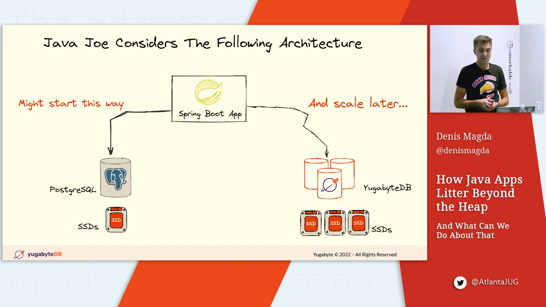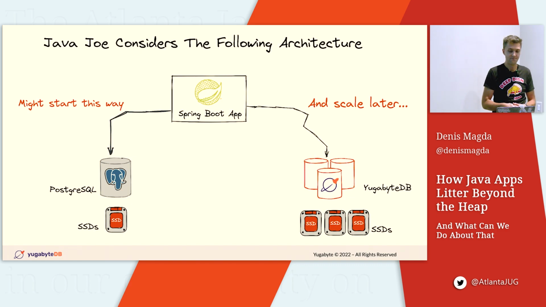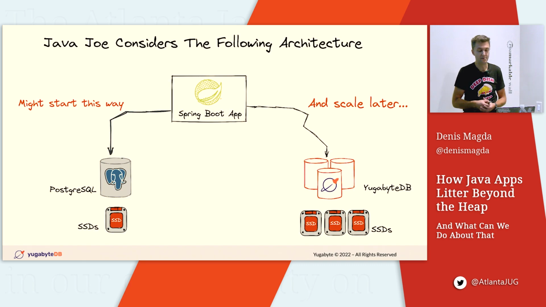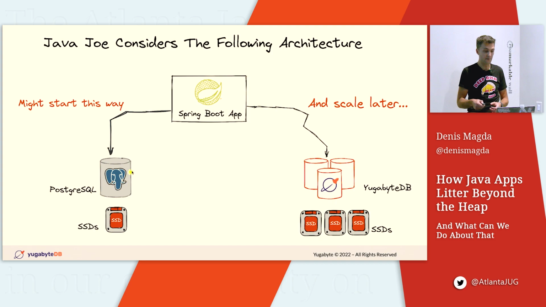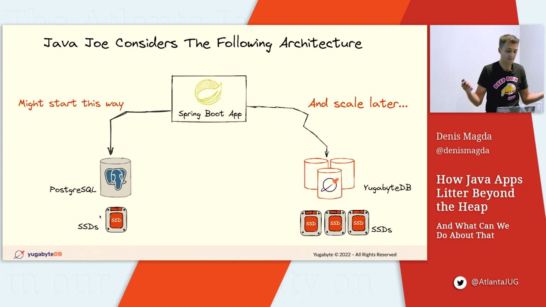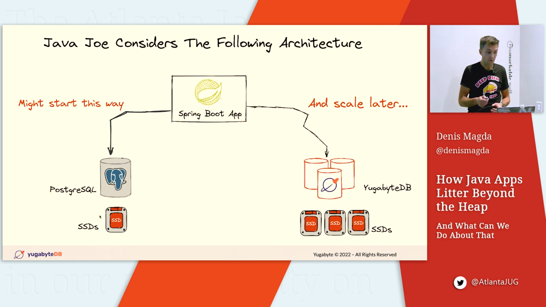And Java Joe considers the following architecture, the simple one. He's going to use Spring Boot, web services. And initially, the architecture will be using a PostgreSQL database. Who uses PostgreSQL? Anybody? And the data is going to be stored on SSDs because it makes sense, not hard drives. But also, the goal is to create a service for a pizza chain. The first version, the first pizza shop, will be opened in one store. That's why the scalability of PostgreSQL will be enough. But once this pizza chain goes nationwide, he needs to scale.